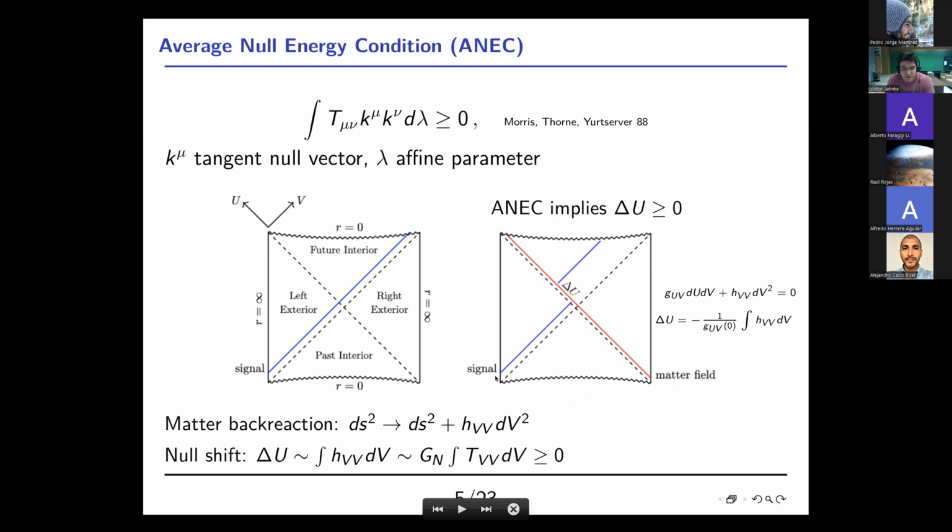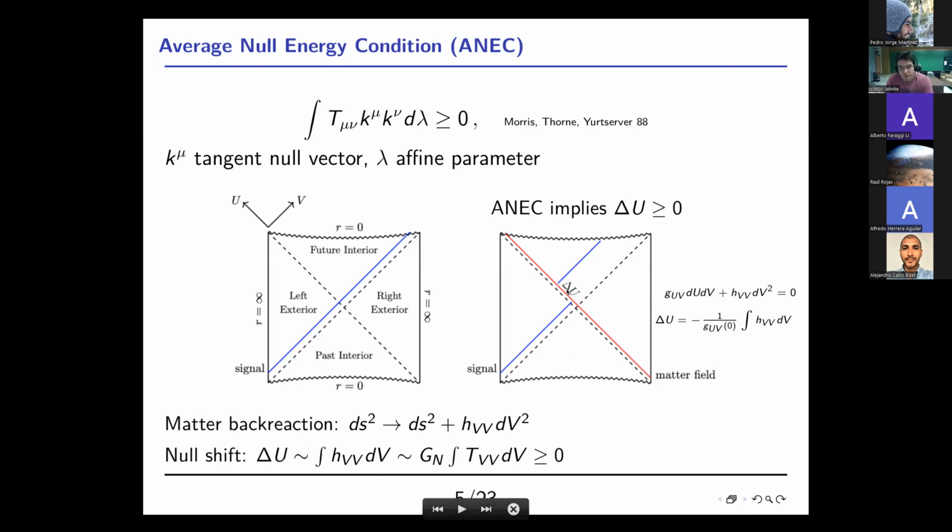You can see that as the signal crosses the shockwave, the trajectory changes in a very simple way. It just gets a null shift, a shift in one of the null directions. This shift is proportional to the integral of h_VV. Now, if you use Einstein's equation of motion, you can see that this integral of h_VV is proportional to the integral of the stress energy tensor. And we know from the averaged null energy condition that this quantity is positive. So this delta U is positive, and the matter fields only make the situation worse. It becomes even more difficult to cross to the other side.